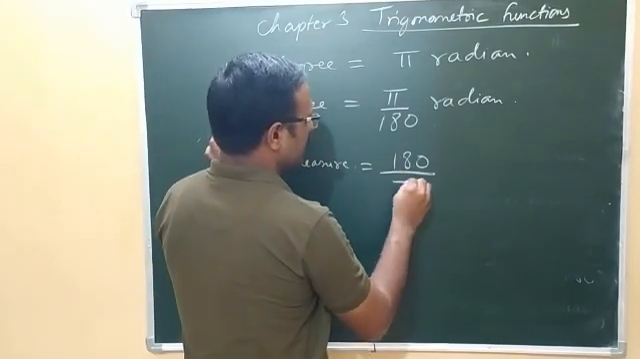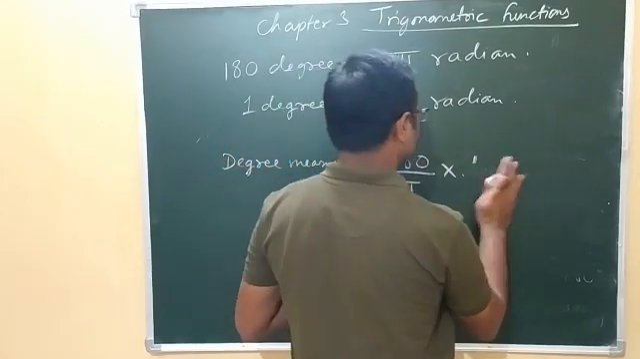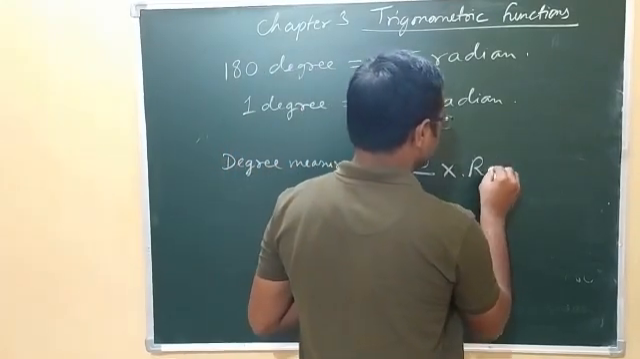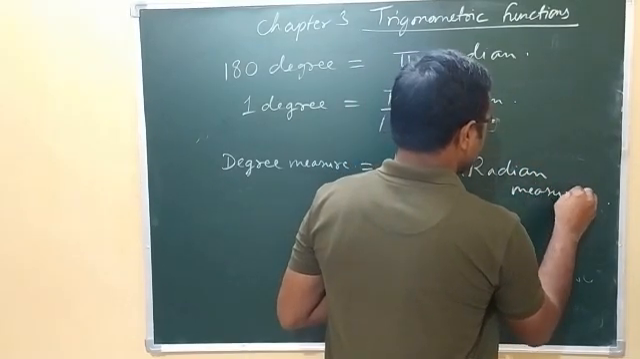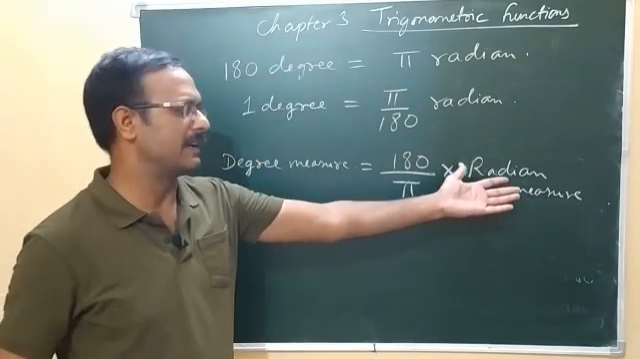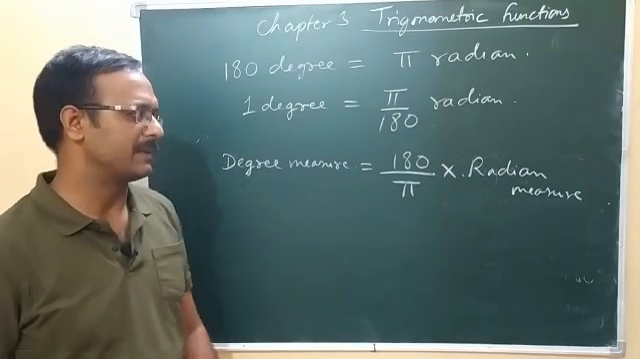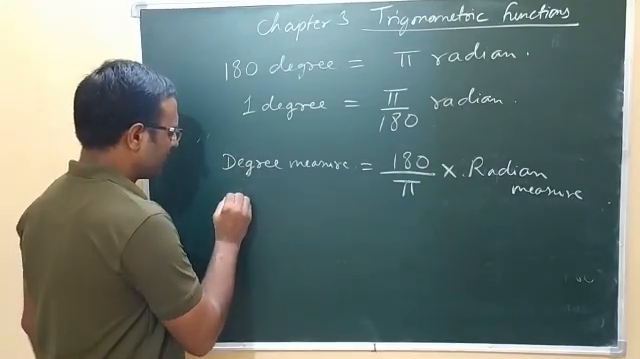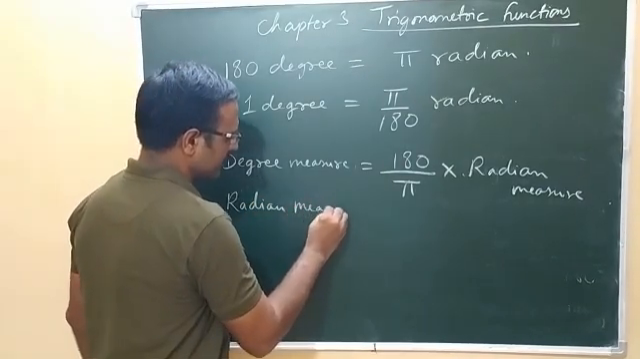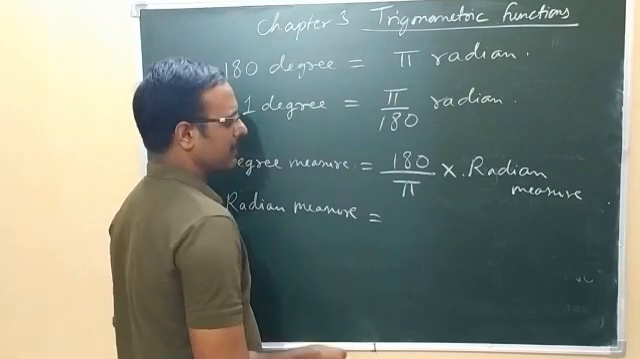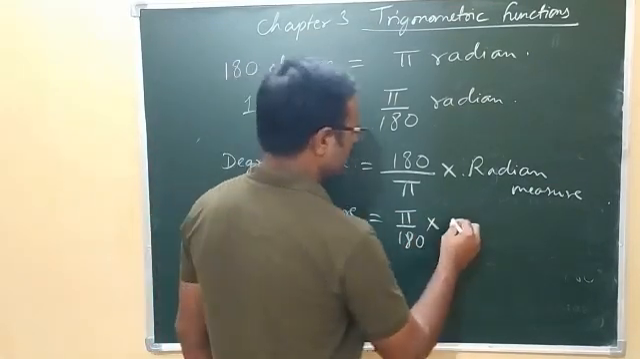So we will write 180 upon pi into degree into whatever radian measurement it is given. So if you want to convert radian measurement into degree, we will multiply 180 upon pi with the radian measurement. Similarly here, to find radian measurement, you have to multiply pi by 180 into whatever degree it is given.